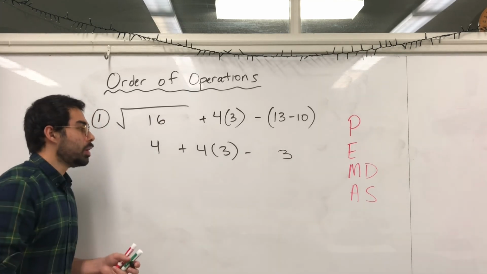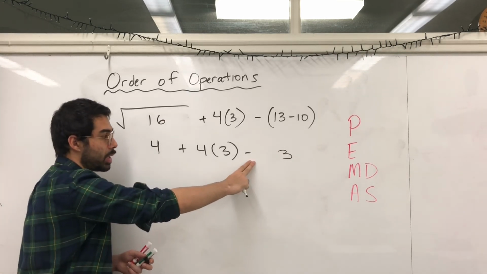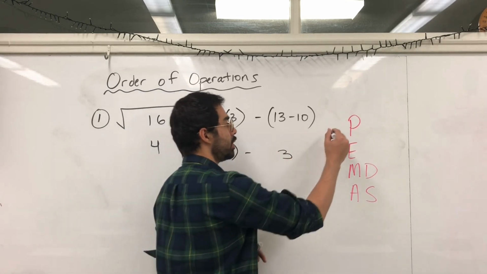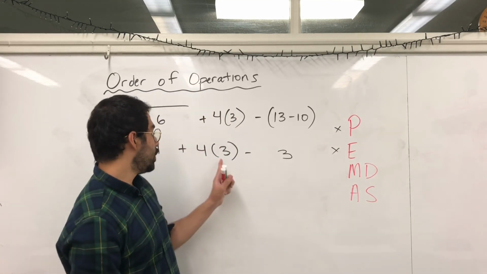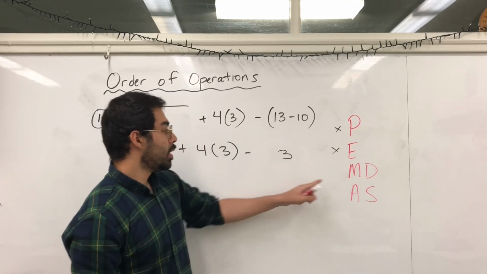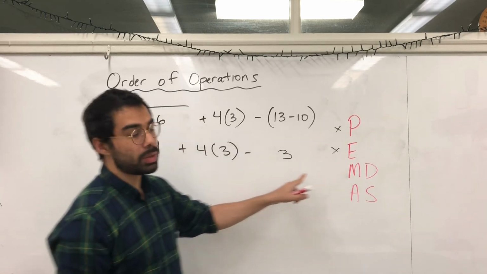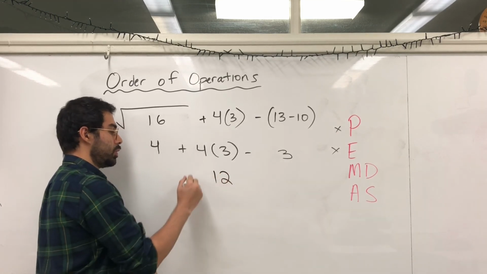Okay, now what are we going to do? Are we going to multiply? Are we going to add? Are we going to subtract? Again, simply follow PEMDAS. We've done parentheses, right? There's no more parentheses. There's no more exponents. However, we do have multiplication. Again, multiplication comes before addition or subtraction, so multiplication takes precedence. So that's 4 times 3, that's 12.